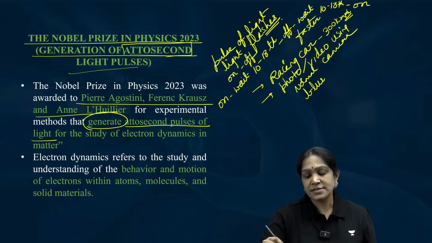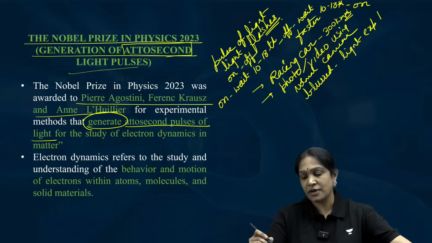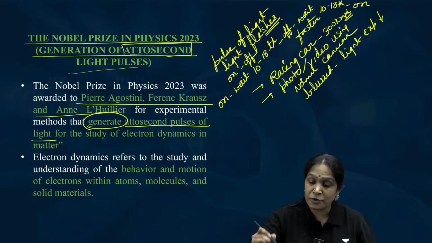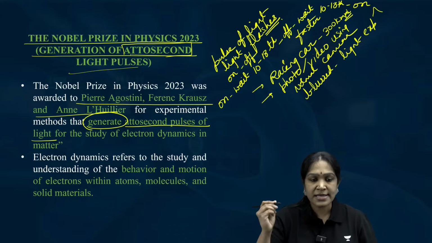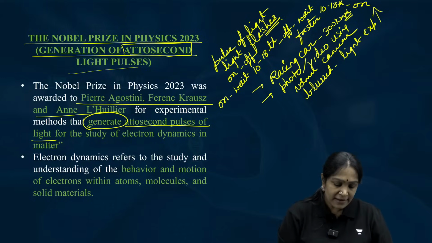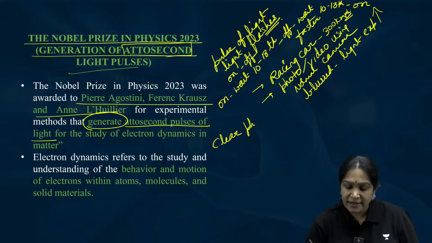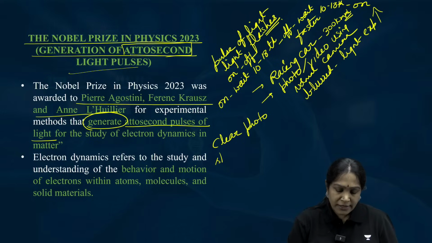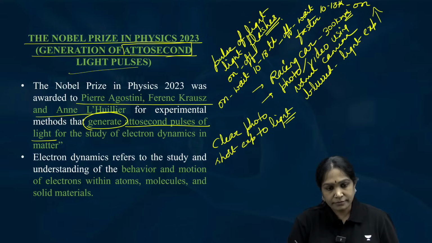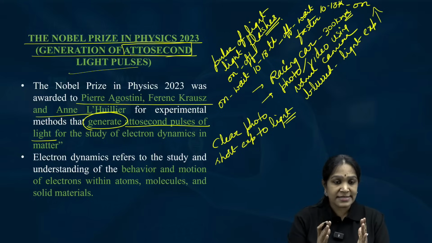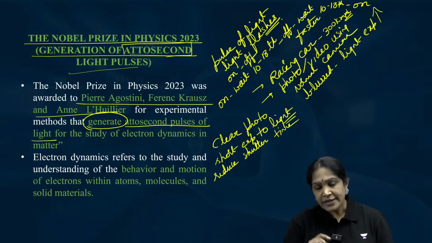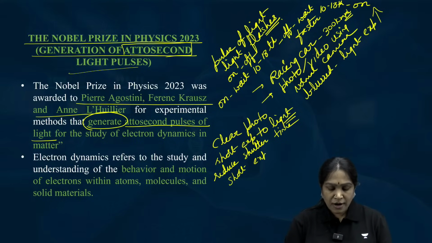Why? Because the light exposure duration is more. That is the reason. So what should you do to get a clear photograph? You need short exposure to light. Do you agree with this? Yes, the shutter time must be reduced. Why reduce the shutter time? Because we need short exposure. That means we have to use light pulses.